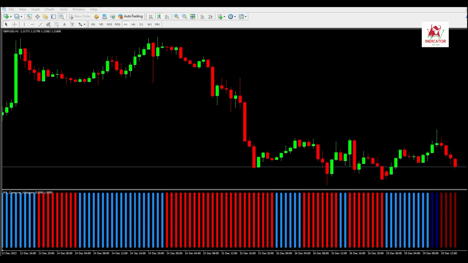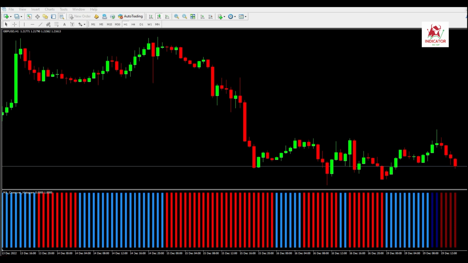The MA Crossover Histogram Signal Indicator for MT4, MetaTrader 4, is a crossover system that draws the actual signal bars as a histogram in a separate chart window. Buy and sell signal: the first blue-colored histogram bar is the actual buy signal. The first red-colored histogram bar is the actual sell signal.